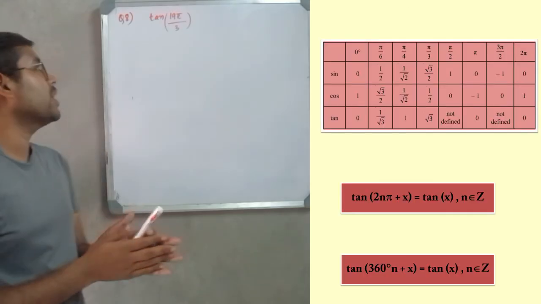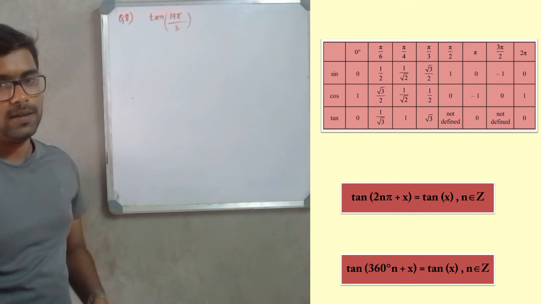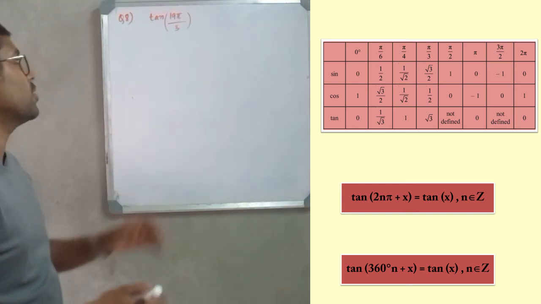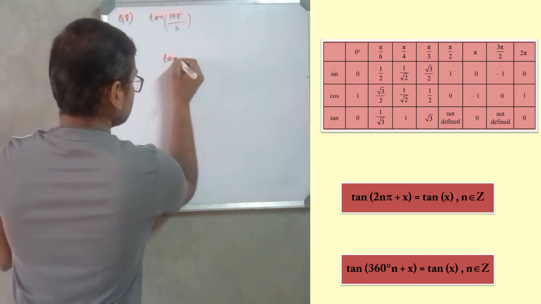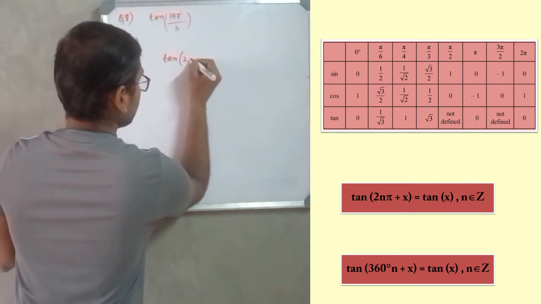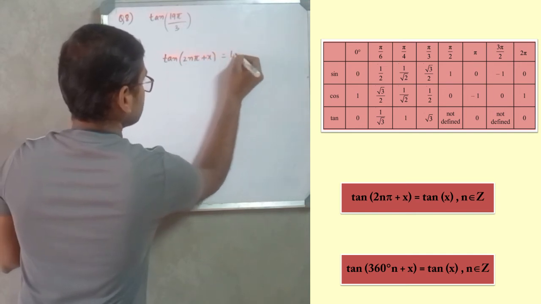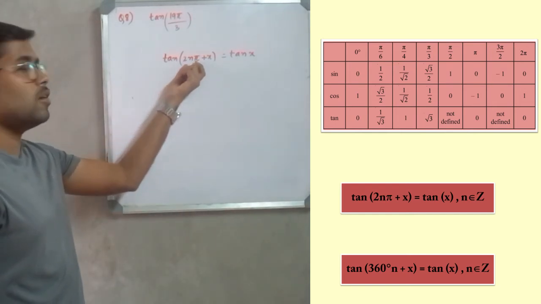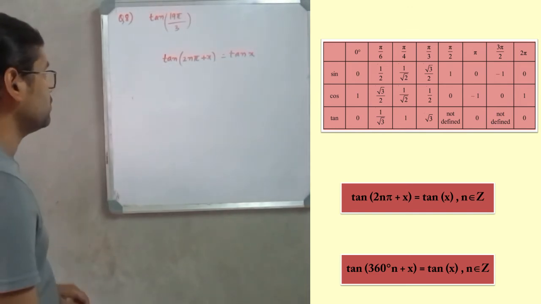Guys, here in question number 8 we need to find the value of the function tan 19 pi by 3. How do we do it? We again make use of the periodic nature of these trigonometric functions. The periodic nature will give us this relation, that is tan of 2n pi plus x is equal to tan x. Which means if we add an integral multiple of 2 pi to an angle, then the value of tan x does not change.